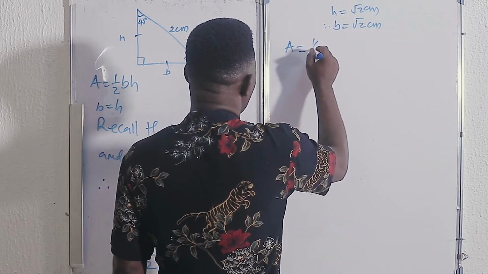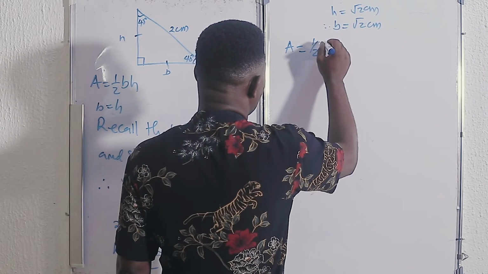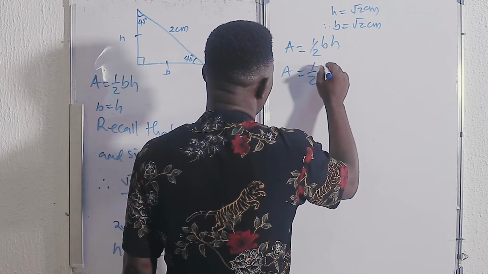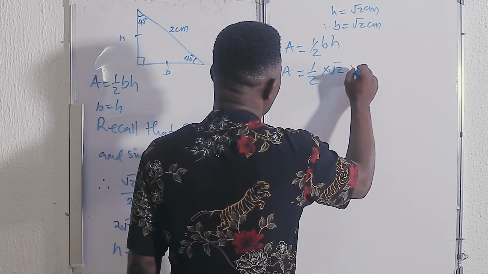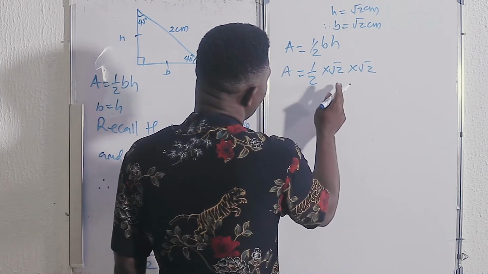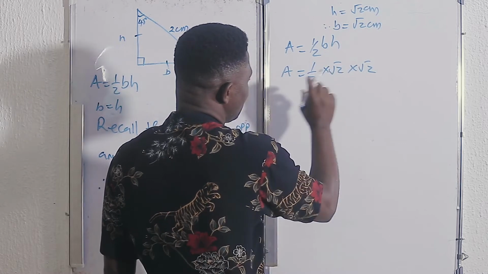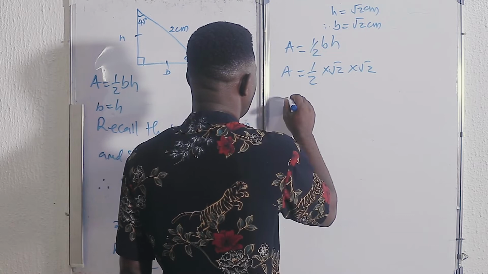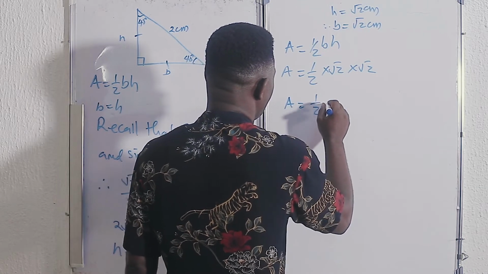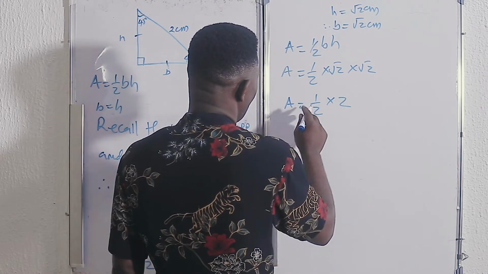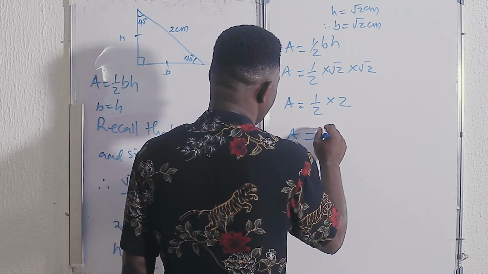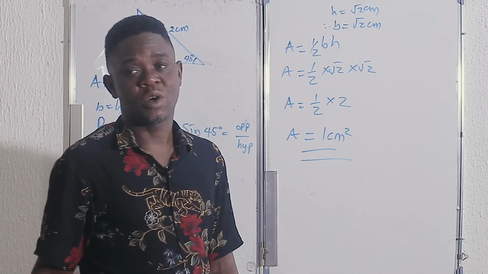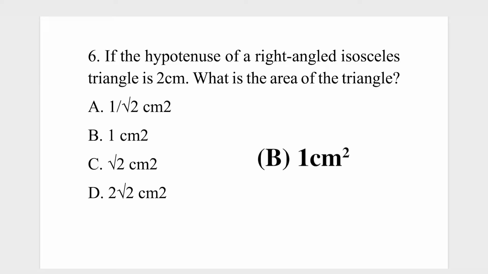Area is 1 over 2 base times height. So area is 1 over 2 times root 2 times root 2. Root 2 times root 2 is 2. The root of any number multiplied by itself will give you the number. So area is 1 over 2 times 2. 1 over 2 times 2 is equal to 1. 1 centimeter squared. So the correct answer there is B.